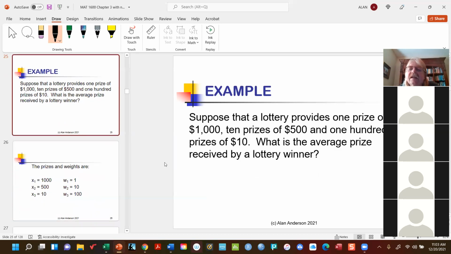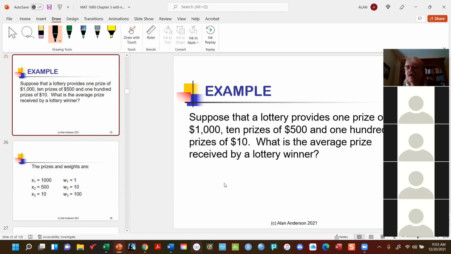But let's say here we have a small lottery. This is not the New York State Lottery. This is some other lottery where there's a single grand prize of $1,000. There's 10 prizes of $500 each, and there's 100 prizes of $10. What is the average prize received by a lottery winner?